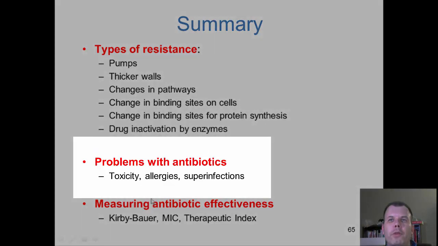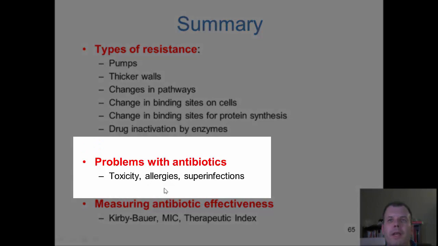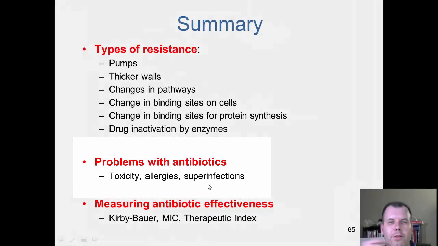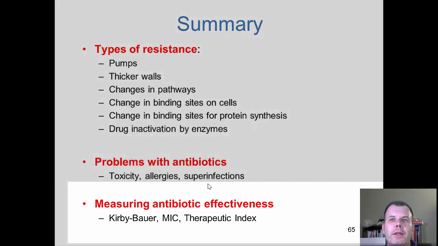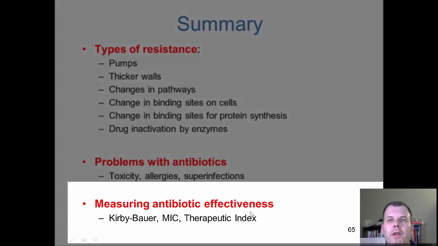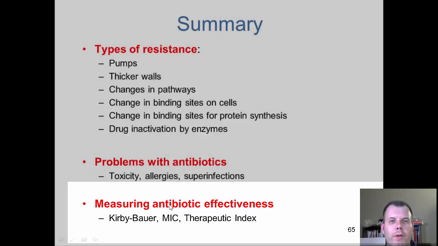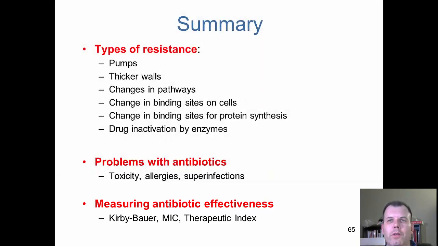What are some of the problems with antibiotics? We talked about toxicity, allergies, superinfections. Know what superinfections are. You'll see this again and again, especially when we get into some of these infections, talking about C. diff and other things like that. And then finally, measuring the antibiotic effectiveness. Again, identifying the organism is first. And then again, how effective are these antibiotics going to be in the ways that we can do this?